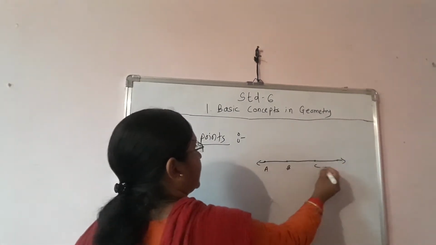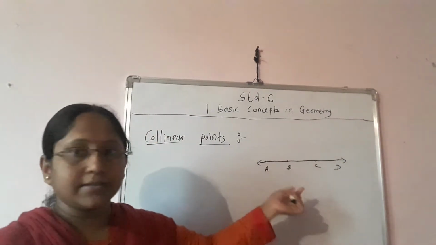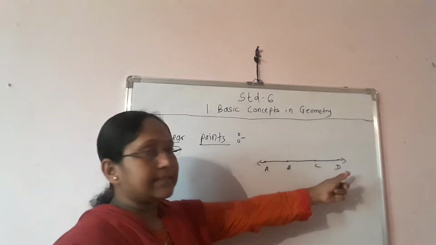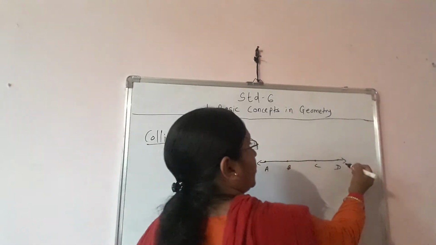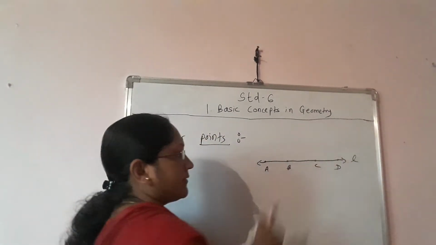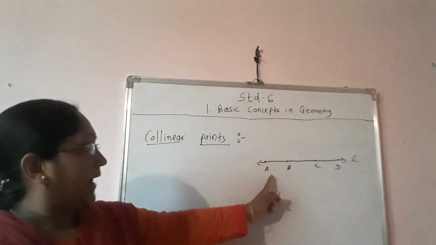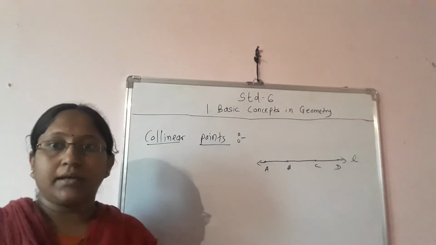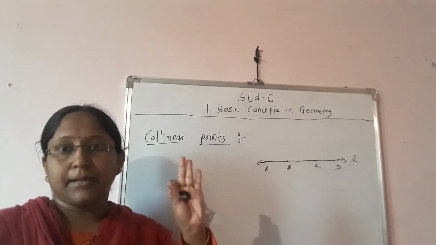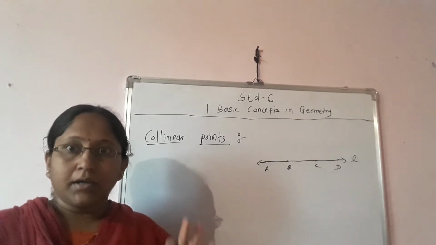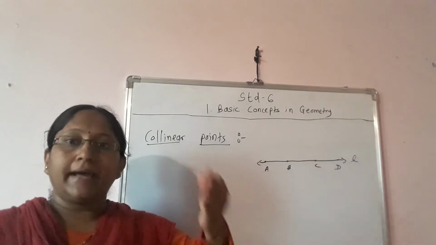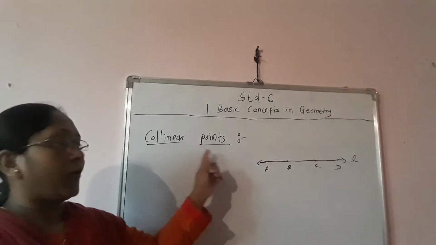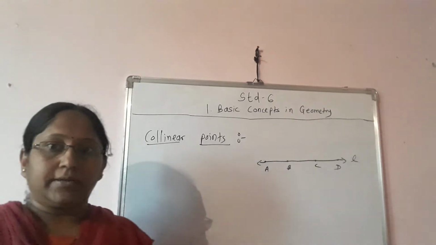Suppose points A, B, C, D. There are 4 points, and the 4 points lie on a single line. Suppose I give the name of that line as L. Then those points are called collinear points. Minimum 3 points must be required, but when 3 or more points lie on a single line, then those points are called collinear points.